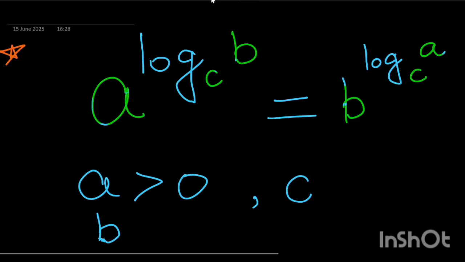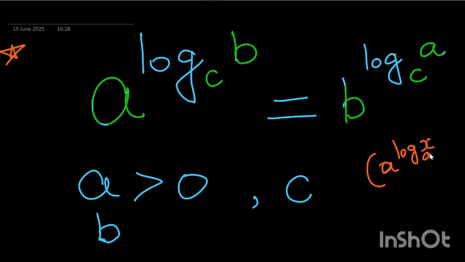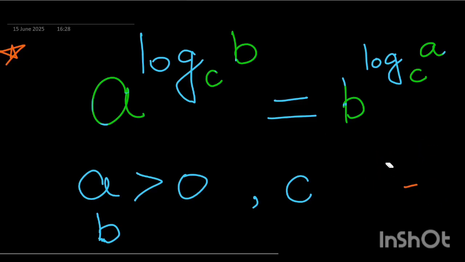property. It should not be confused with x to the power log x base a, where a here and a here both are same. In that case, the answer was x in the previous property that we have studied. So this is different, guys. Okay. So now what about a, b, c?